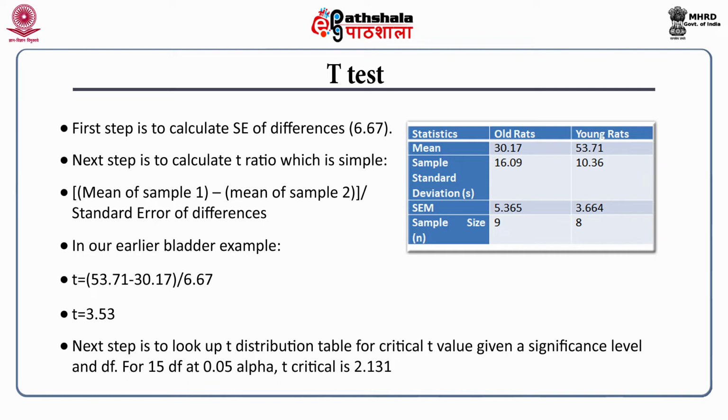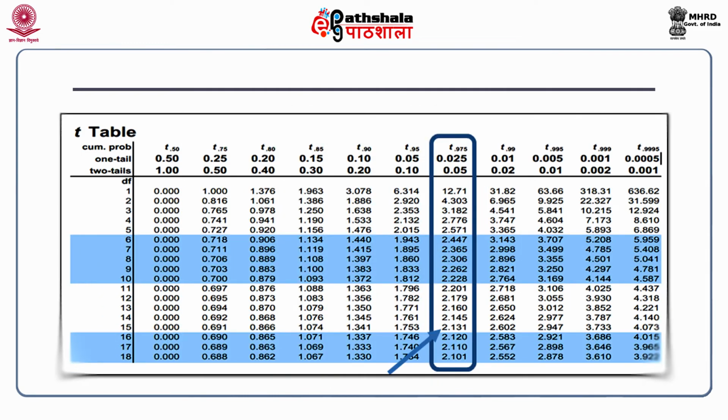The next step is to look up the t distribution table for the critical t value, given a significance level and the degree of freedom. 15 is the degree of freedom because our data set has 16 elements, and the significance level, or alpha, is 0.05. The t critical, as we can see in this table, is 2.131. As the t critical, 2.131, is less than our t ratio, 3.53, we can conclude that the p-value must be less than 0.05.